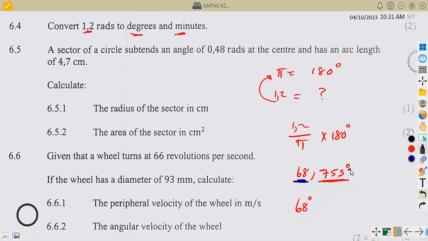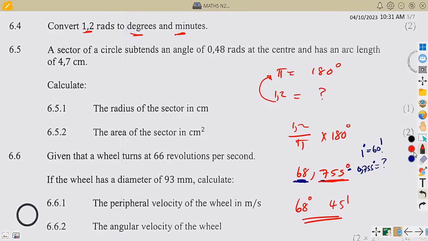So how do you convert to minutes? Remember what I said, 1 degree is equivalent to 60 minutes. So if we are given this decimal of 0.775 degrees, we multiply by 60. And this is going to give us 45.3 and so on, which is 45 minutes. So it is going to be 68 degrees, 45 minutes.